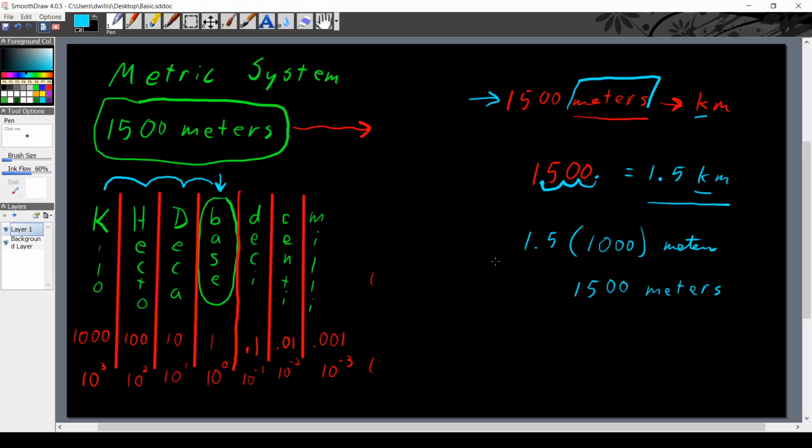Now, what if I wanted to take that same 1,500 meters but express it as centimeters? Let's switch to a nice yellow color this time. So I want to go from 1,500 meters. Again, meters is my base unit, so I'm starting right there, and I'd like to go to centi. And I'm going to say, that's 2 hops to the right.